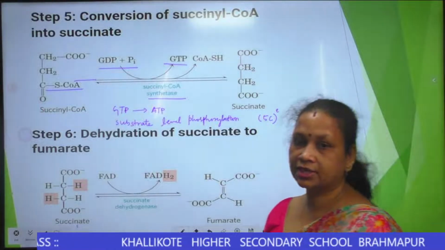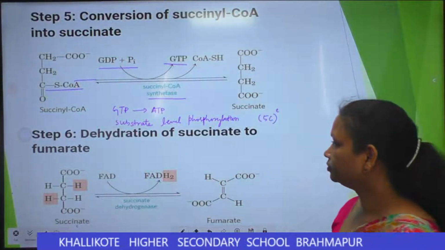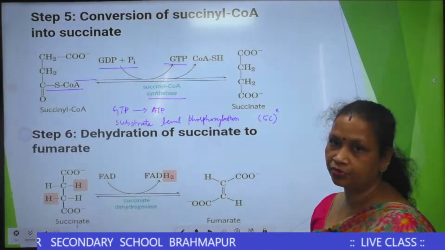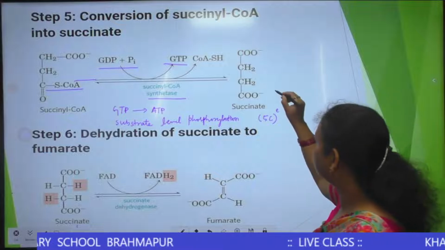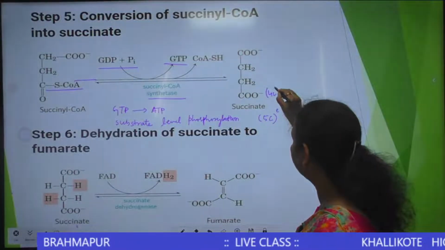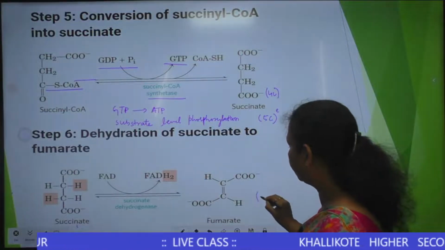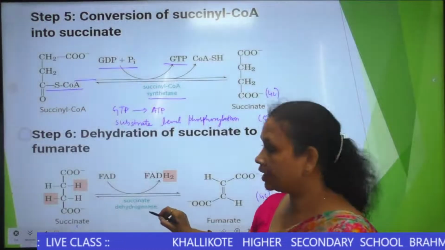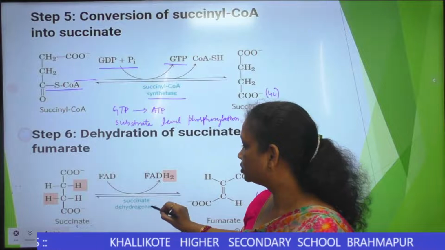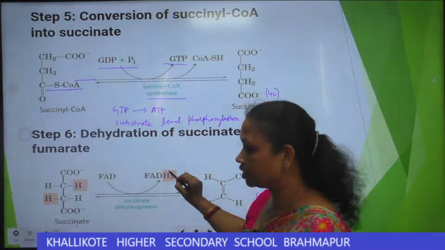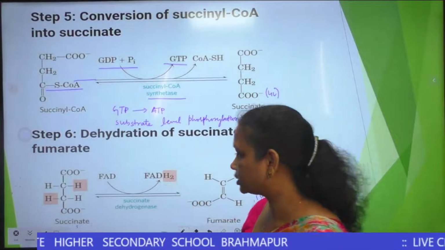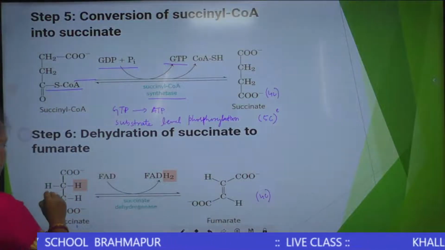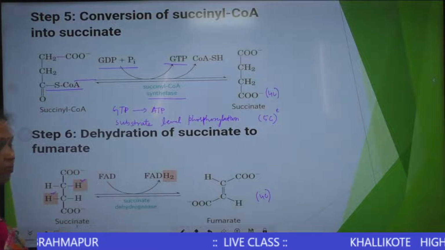The next step of the reaction is dehydrogenation of succinate into fumarate. So, here succinate is again a 4-carbon compound, fumarate is also a 4-carbon compound. Here we have a dehydrogenation reaction. So, here there will be removal of hydrogen from the succinate molecule. Here you can see these two hydrogen are being removed.